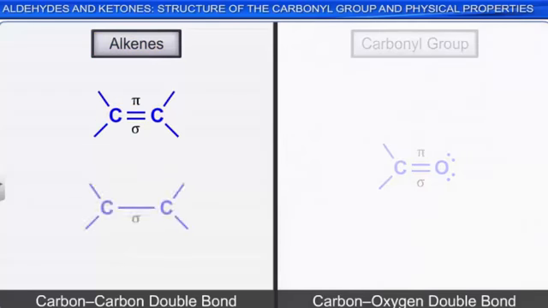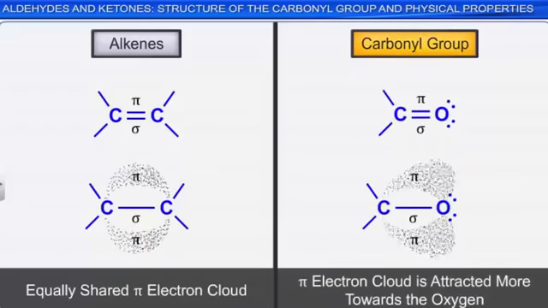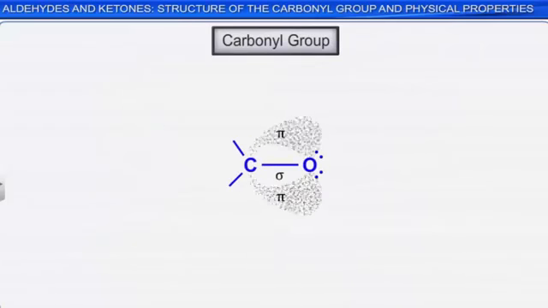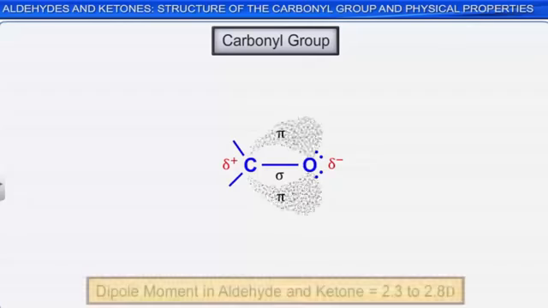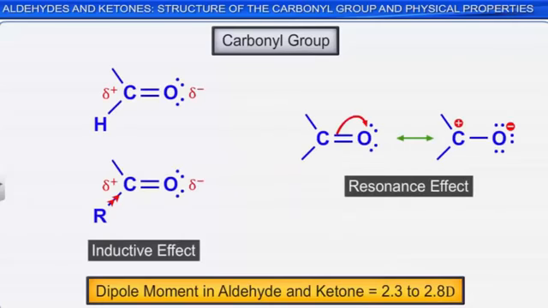In alkenes, the pi electron cloud is equally shared by two atoms, whereas in the carbonyl group, the pi electron cloud is attracted more towards the oxygen atom due to its greater electronegativity. Consequently, in the carbonyl group, the oxygen atom acquires a partial negative charge, while the carbon atom acquires a partial positive charge, thus making the carbonyl a polar group with a dipole moment value of 2.3 to 2.8 debye units. However, the high value of the dipole moment can be accounted for by both the inductive effect and the resonance effect.